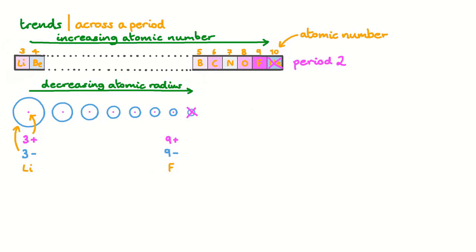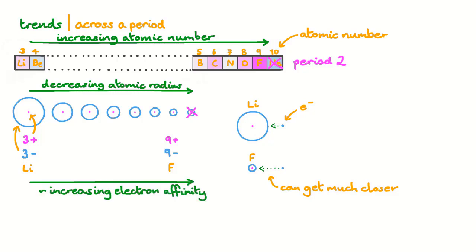For this trend, we're going to ignore the noble gas neon, since we already know it's very stable and won't accept an extra electron. Now let's imagine this extra electron being introduced next to a lithium or a fluorine atom. The electron approaching a fluorine atom can get much closer to the nucleus before being repelled by the electrons. So this is a basic explanation of why, in general, we see an increase in electron affinity going left to right across a period of the periodic table.